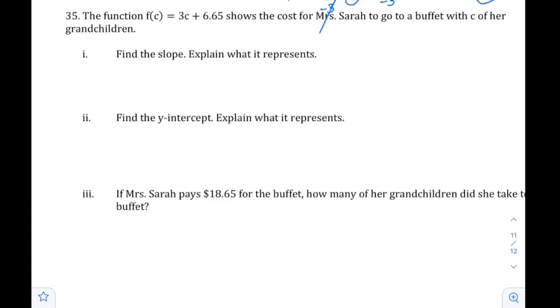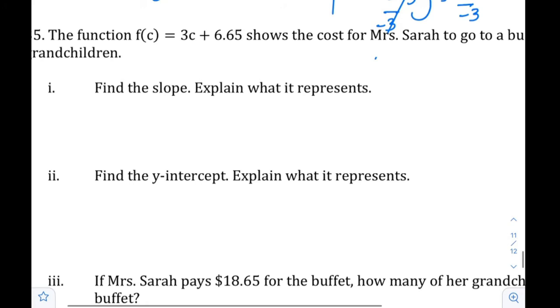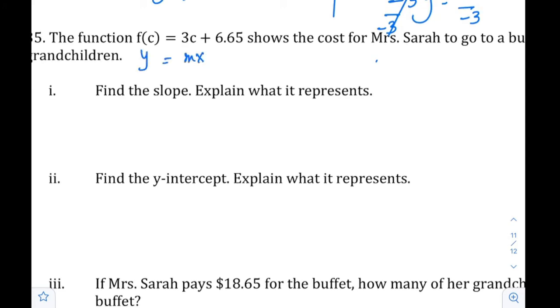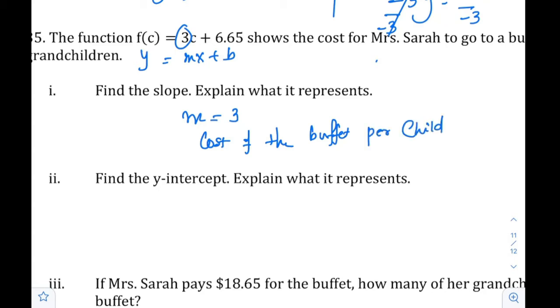The function f(c) is equal to 3c plus 6.65 and shows the cost for Mrs. Sarah to go to a buffet with c of her grandchildren. So the number of grandchildren is c. Question: find the slope. Now this is similar to y equals mx plus b, so this will definitely be your slope. So m is 3 and it represents the cost of the buffet per child, because it is repeated, as you see, it's multiplied by c.